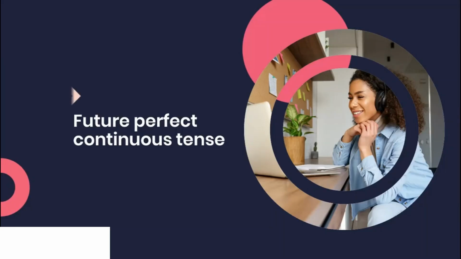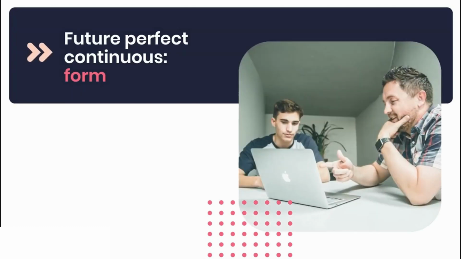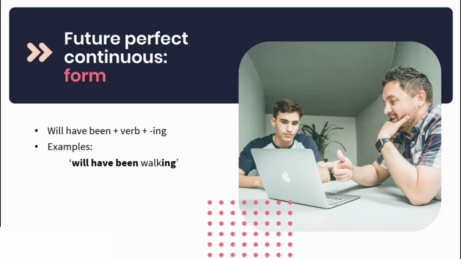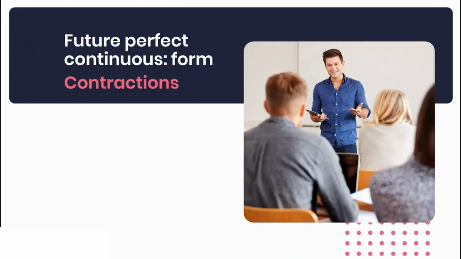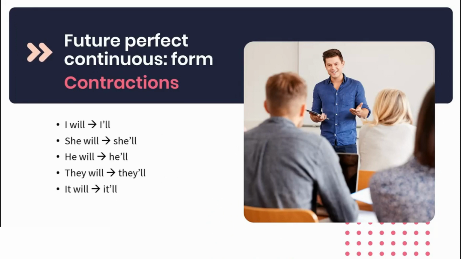Our very last tense for this lesson is the future perfect continuous tense. Future perfect continuous tense can be used in the following form: will have been plus the verb plus ing. For example, will have been walking, will have been running, will have been teaching. Just a reminder that you can use contractions when using auxiliary verbs like will.